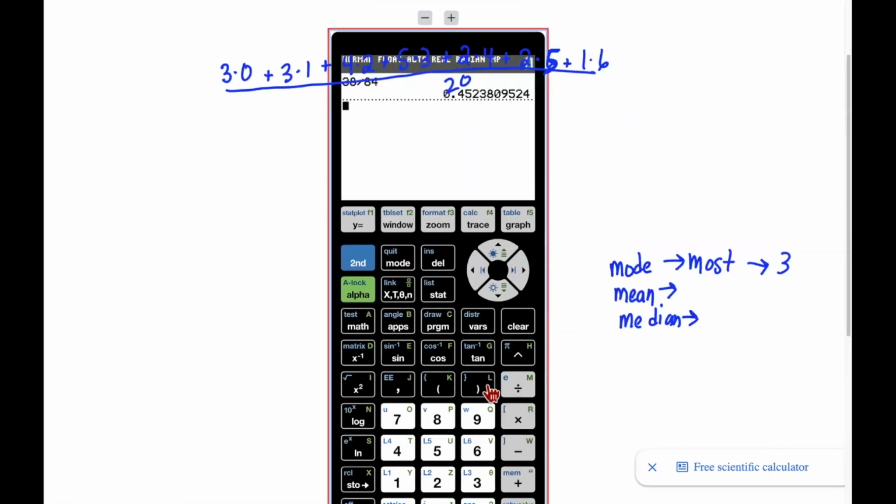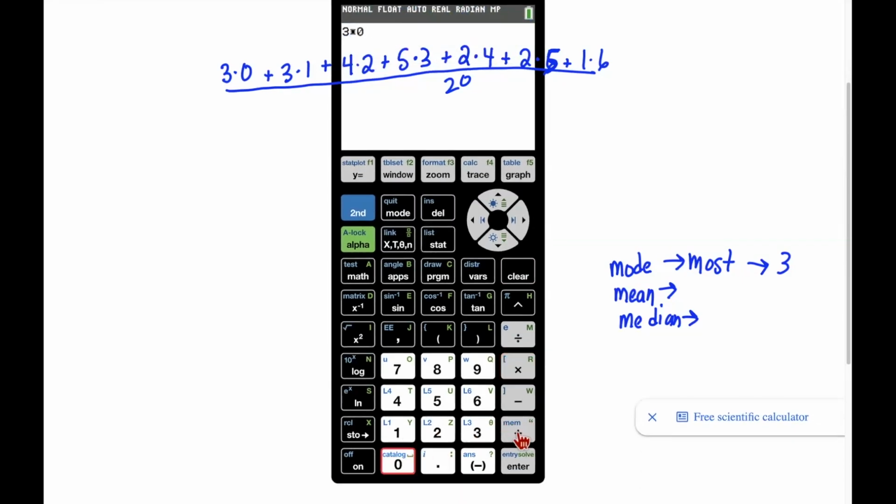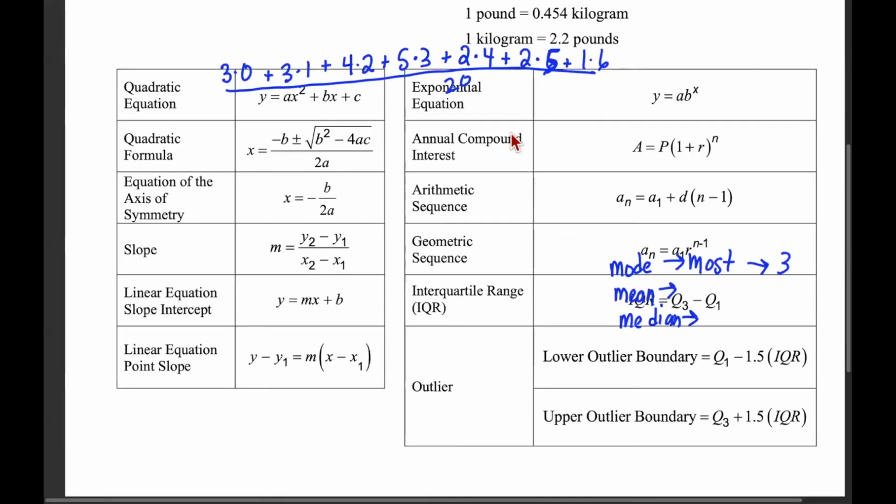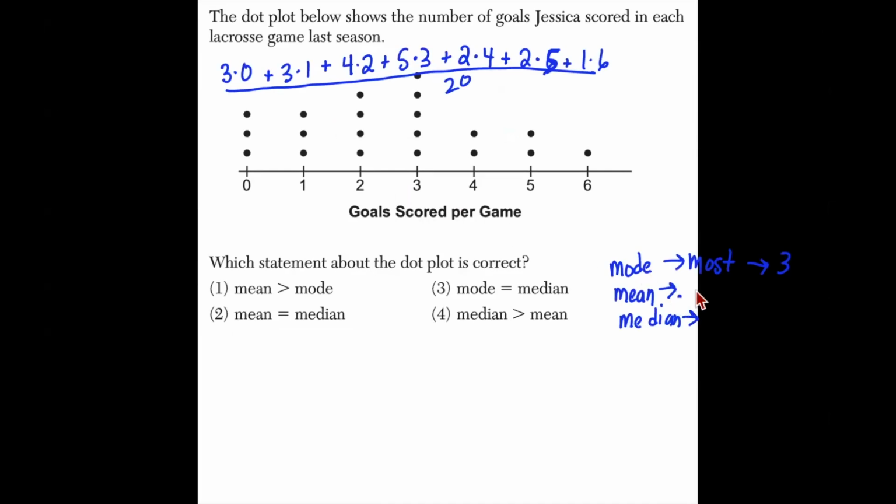So let's see where my calculator is. Okay. So I've got 3 times 0 plus 3 times 1 plus 4 times 2 plus 5 times 3 plus 2 times 4 plus 2 times 5 plus 1 times 6. Now, first, I'm going to hit enter to get everything in there. And now I'm going to divide that sum by 20. So what do I get? 2.5, right? So I know right now my mean is 2.5.